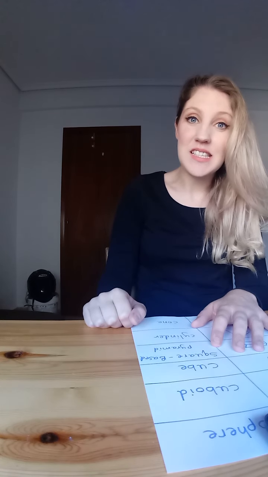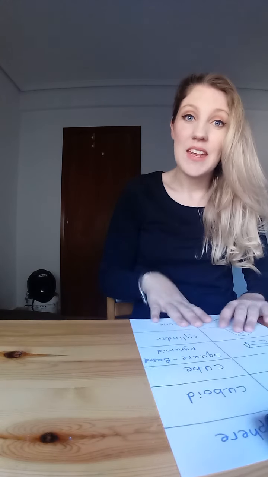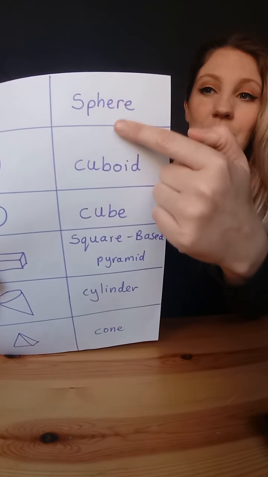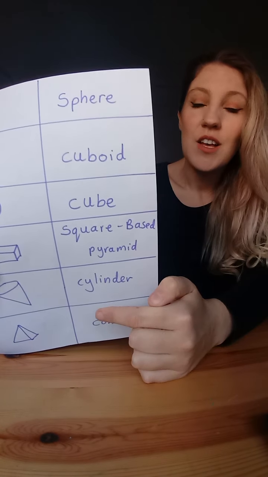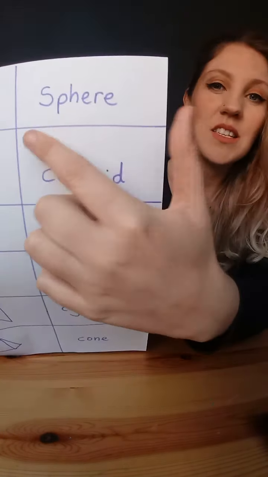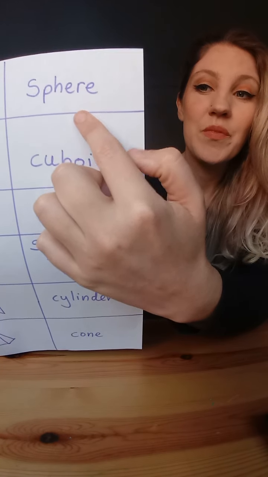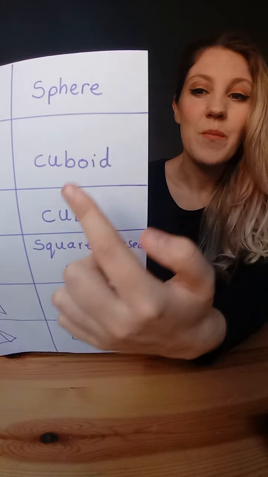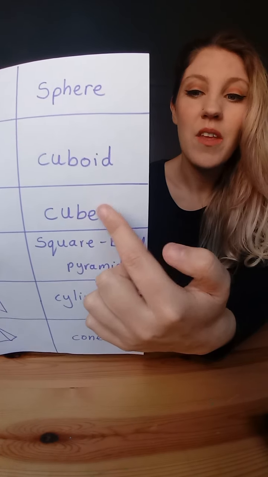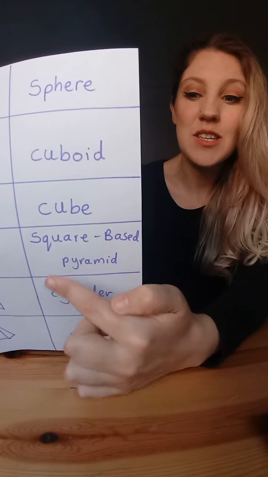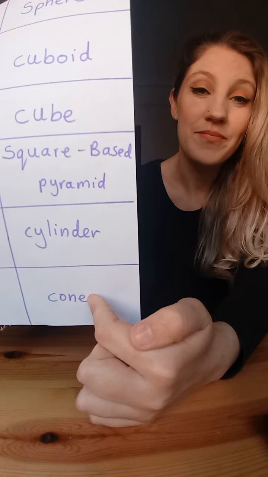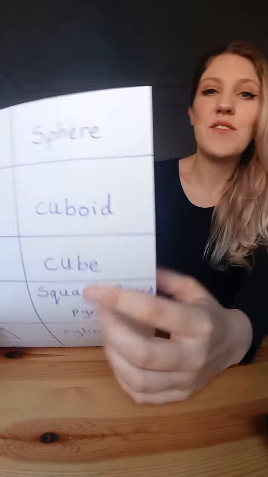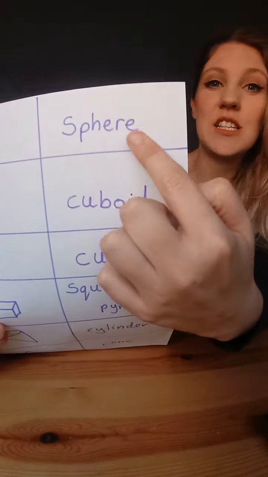So I'm going to send you a little worksheet. Now, you've got a couple of jobs to do for me today. So first of all, on your worksheet, down the right side, you've got the names of some 3D shapes. So let's have a read of those shapes first. Sphere, cuboid, cube, square-based pyramid, cylinder and cone.